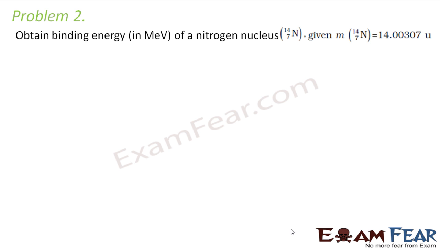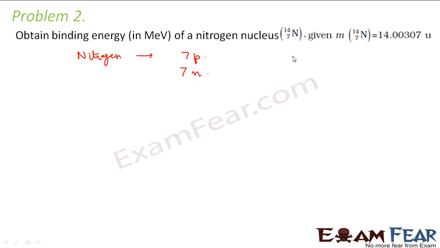Okay, so let us go ahead and look at the next problem. It says, obtain the binding energy in mega electron volts of a nitrogen nucleus N714 given the mass of nitrogen as 14.00307 atomic mass unit. So how do we calculate the binding energy? So when I talk about nitrogen, what is the composition of nitrogen? It has 7 protons and 7 neutrons, right?